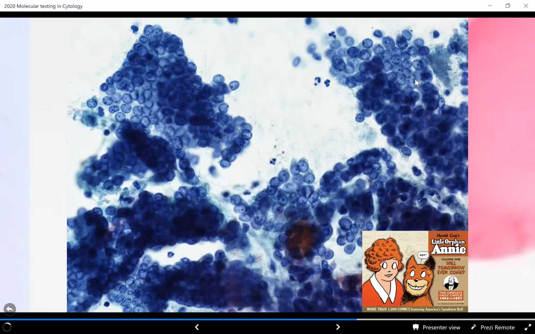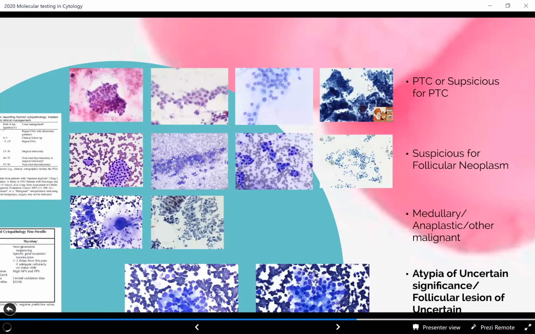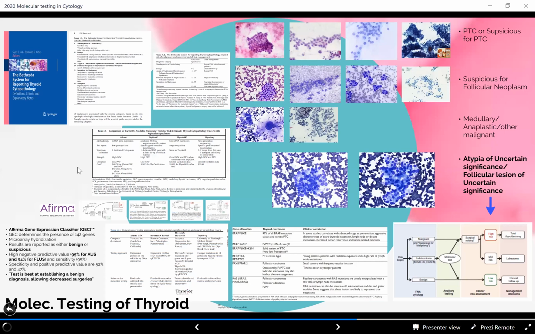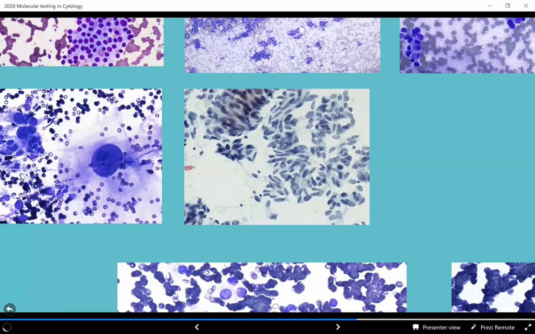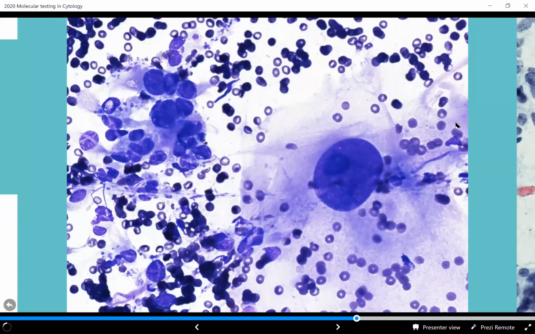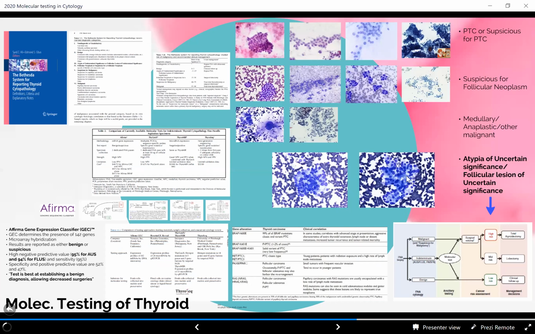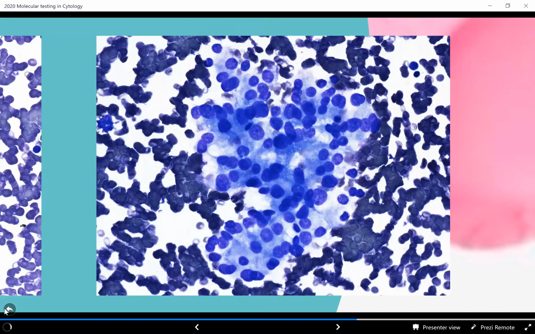Suspicious for follicular neoplasm. So these ones are the ones, you can see them forming little follicles. These are the ones that are fairly straightforward, right? Medullary, anaplastic. You can kind of tell those as well. Now, and then you have the atypical cells. Atypia of uncertain significance, or a follicular lesion of uncertain significance, right? You're not really sure where to go, and that's where the molecular testing will be helpful.